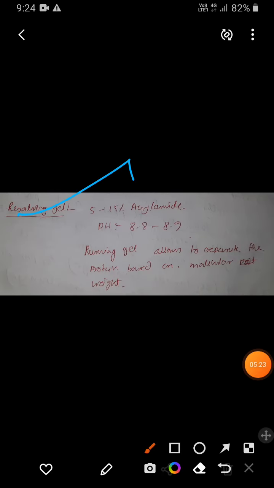Resolving gel has 5 to 15% acrylamide gel concentration and pH is 8.8 to 8.9. Resolving gel allows separation of protein based on their molecular weight.